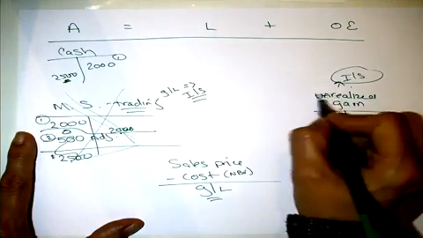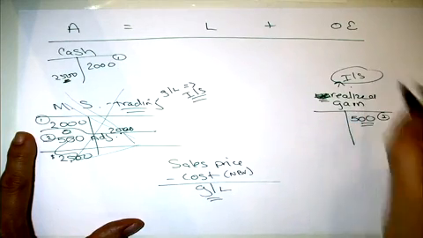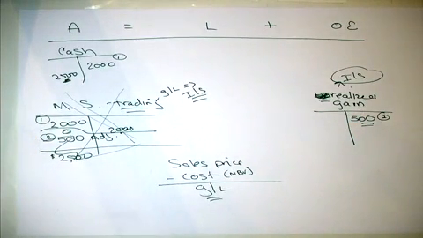A gain. So it wouldn't be unrealized. It would be a realized gain on the income statement. Realized gains are always on the income statement, no matter what the security is. Does that help?